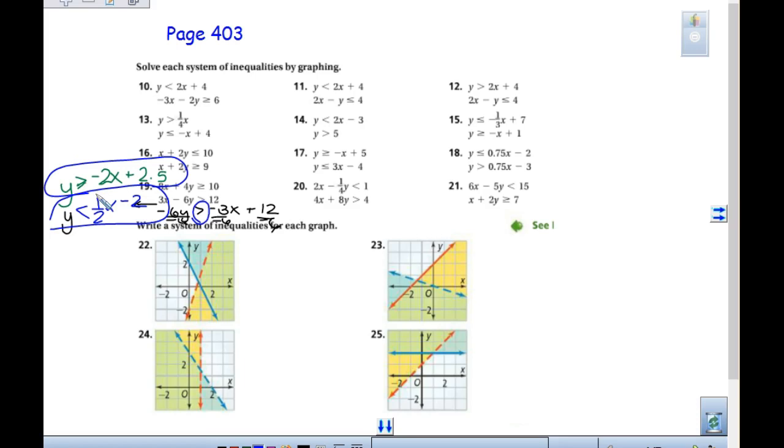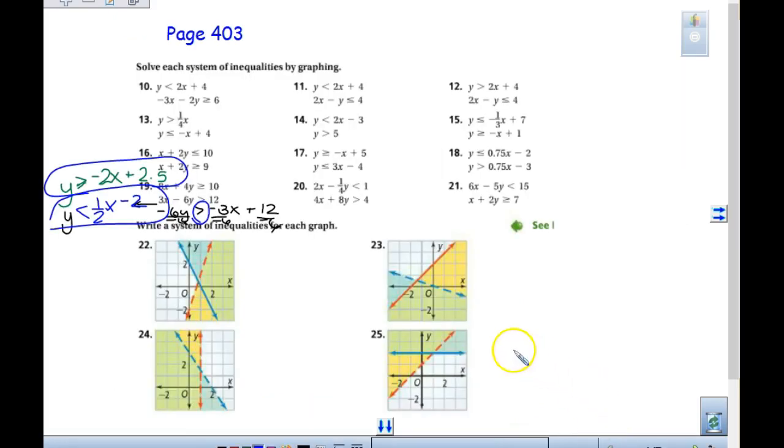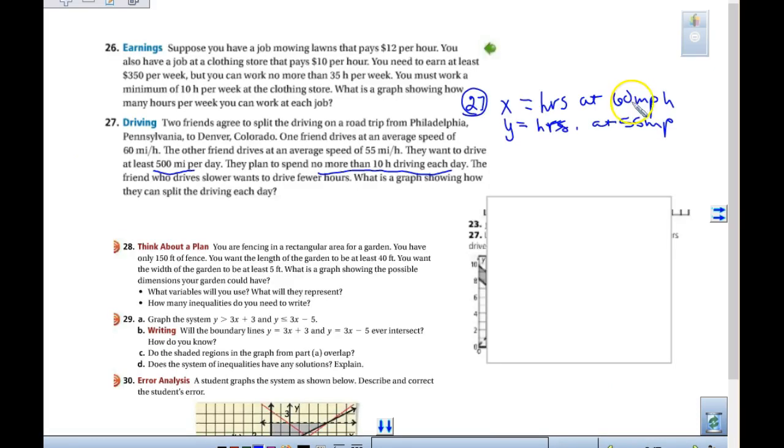So starting with your y-intercept of 2.5 and a -2 slope, and the second one starting at -2. As I looked at question number 21 also, is there a question on 21? Since 60x plus 55y has to be less or equal to 500.